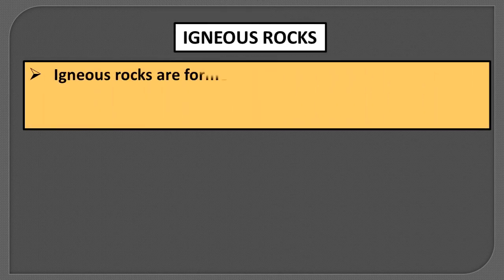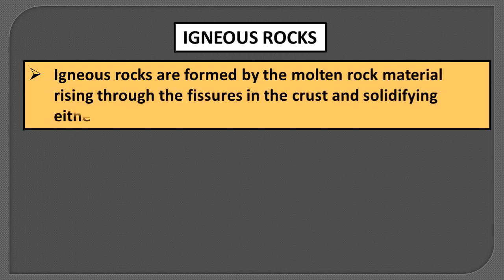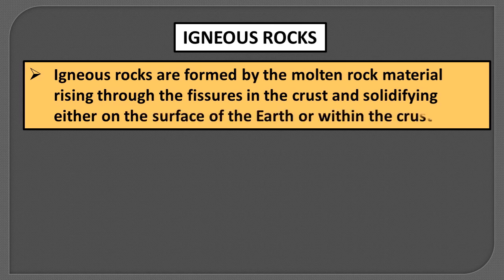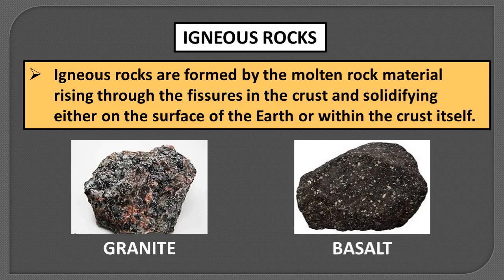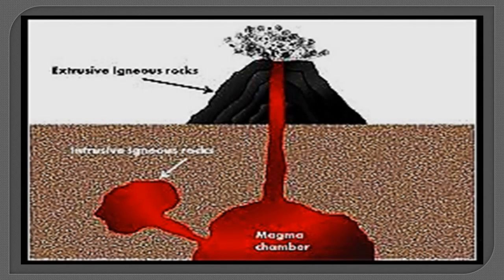Igneous rocks. Igneous rocks are formed by the molten rock material rising through the fissures in the crust and solidifying either on the surface of the earth or within the crust itself. Example, granite, basalt. So children, the molten material inside the earth is known as magma, and if it reaches the surface it is known as lava. Clear? So igneous rocks form on the surface of the earth as well as within the crust itself.